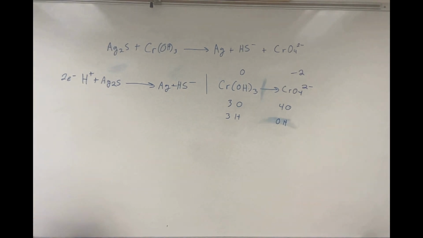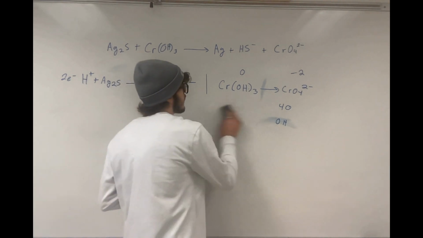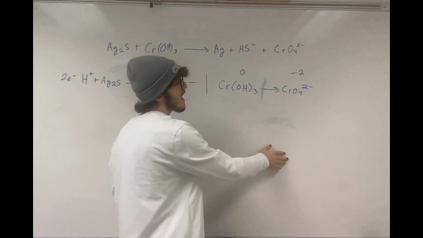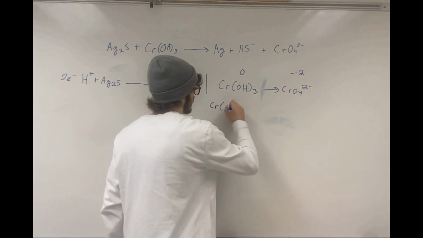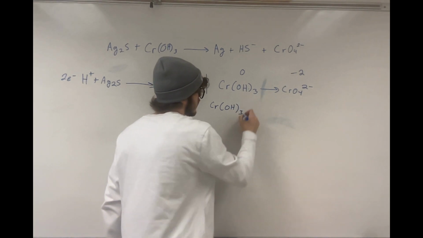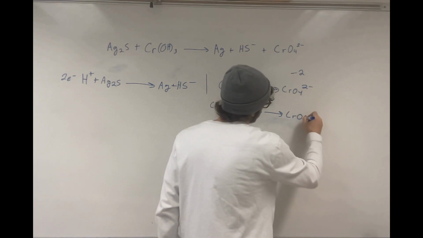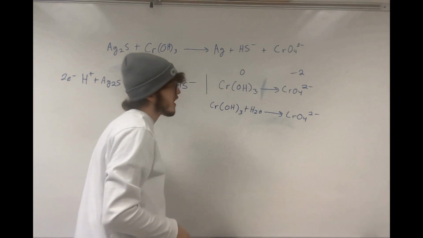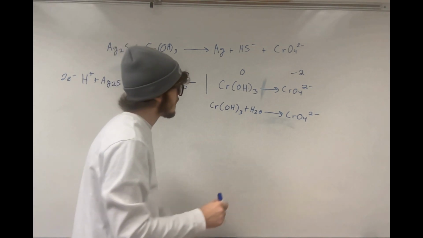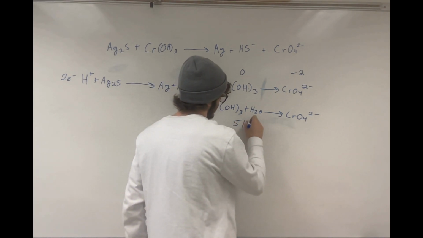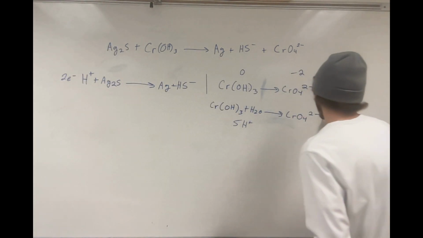Okay, so let's think about how we should balance this quick. I'll go out on a limb and I'm just going to add water to the side. I'm going to balance the oxygens first and see where we are. So let's go Cr(OH)3 plus H2O. Okay, now our oxygens are balanced. How exactly do we balance the hydrogens? Well, we have 5 hydrogens on this side. So let's go ahead and add 5 hydrogens to this side.